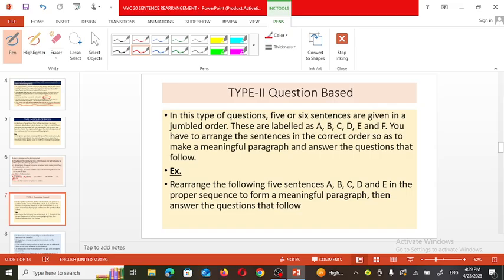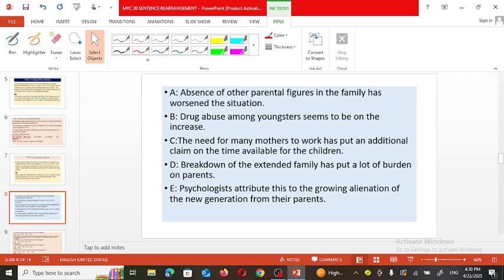In this type of question, 5 to 6 sentences are given in a jumbled way. What you need to do is rearrange these sentences to make a meaningful paragraph. But here there will not be any one question for that. You are required to write which one will be the first, which one will be the last, which one will be the third, which one will be the fourth statement in this given paragraph. So in this way you have to attempt the question. With an example we will make it more clear.